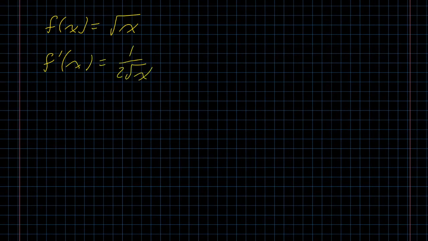So we just saw in that example, for the function f of x equals the square root of x, the derivative f prime of x is 1 over 2 times the square root of x.